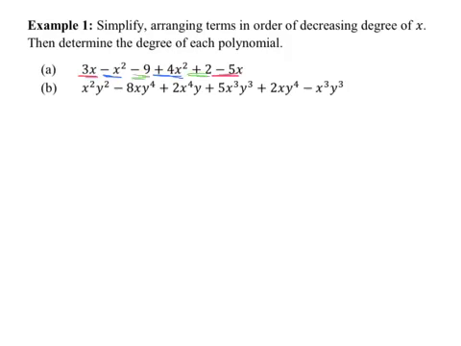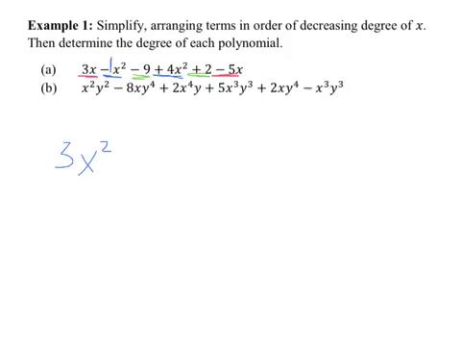So let's go ahead and list these in decreasing degree of x. Let's start with the highest degree of x, which is in blue. We're going to have negative x squared plus 4x squared. That's like having really negative 1x squared here. So just add the coefficients. Negative 1 and 4 gives you 3.